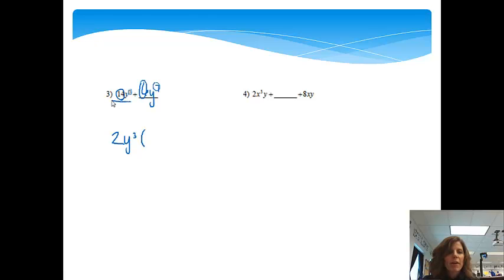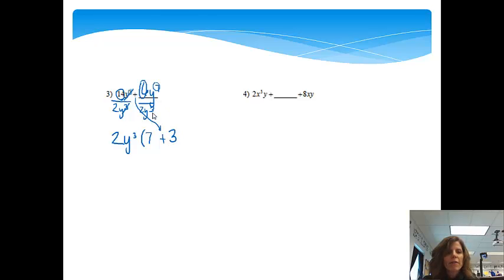To get my other factor, again, we're going to divide both terms by the 2y to the 3. 14 divided by 2 is 7. Y to the 3 over y to the 3, since they're identical, they cancel each other out. Bring down that plus sign. And then 6 divided by 2 is 3.